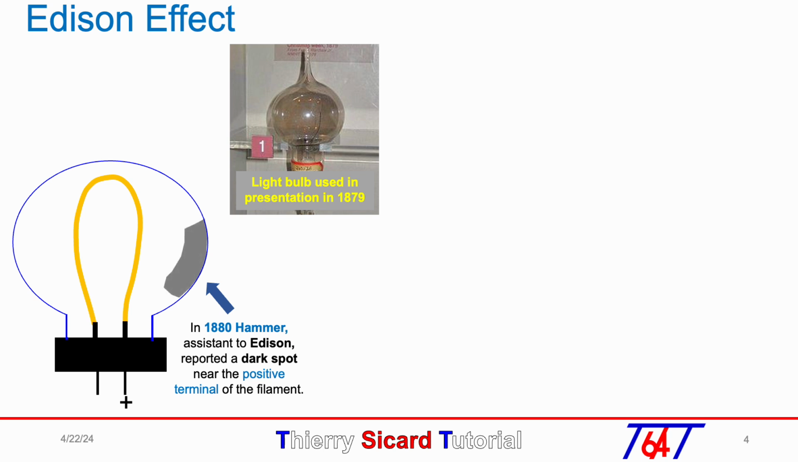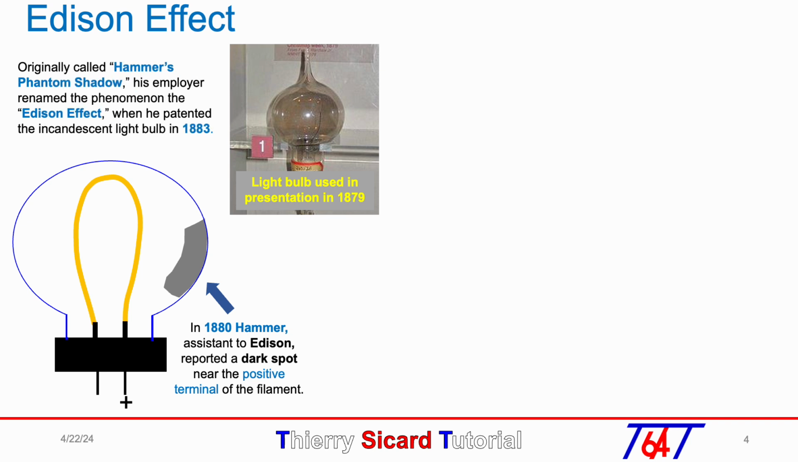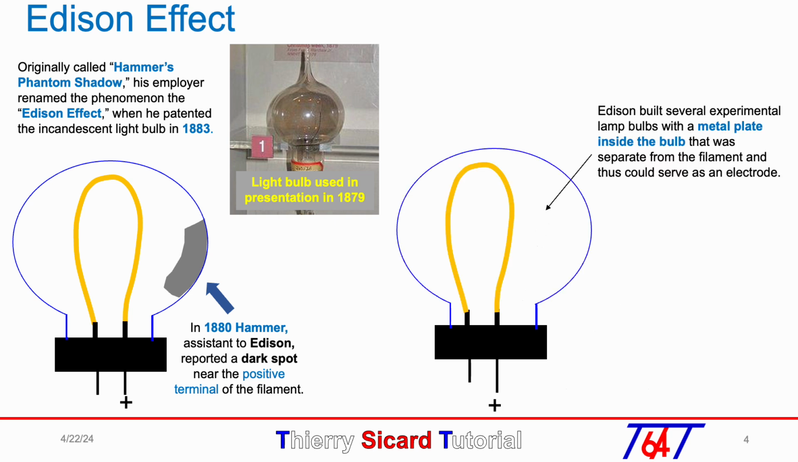Originally called Eimer's phantom shadow, Edison, his employer, renamed the phenomenon the Edison effect. Even if Edison renamed the effect found by Eimer, as Edison was a hard worker, he did several experiments to understand this dark spot. He placed a metal plate inside the bulb, separated from the filament.